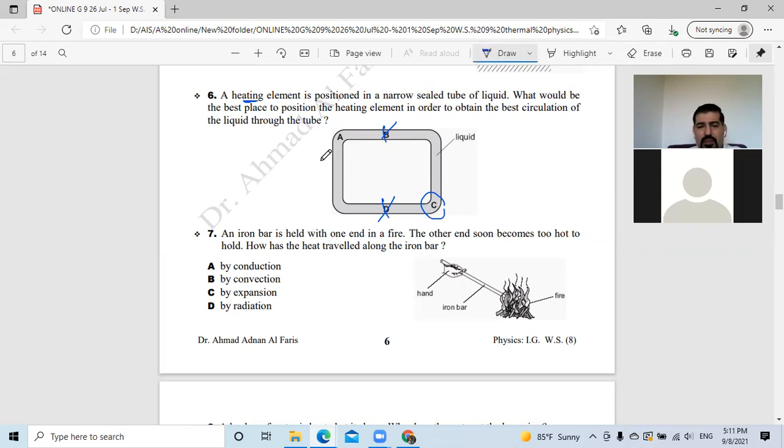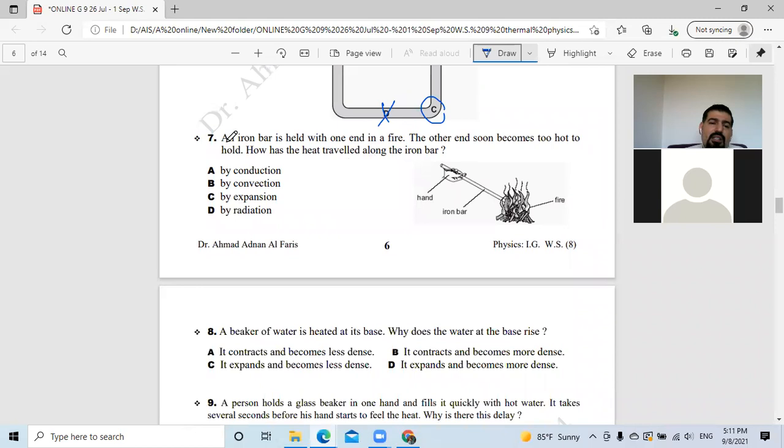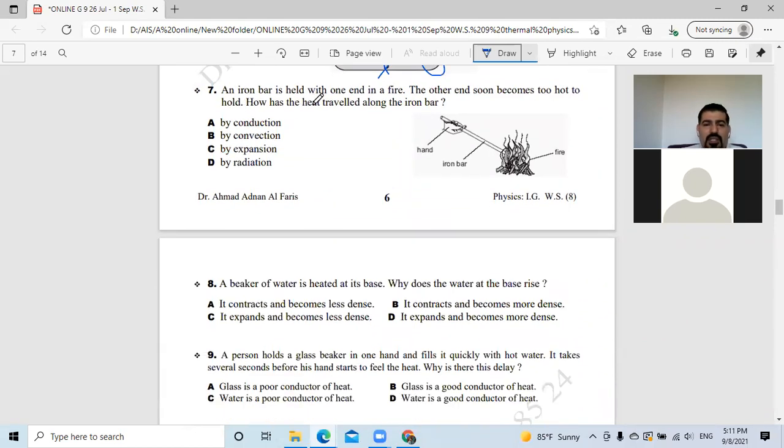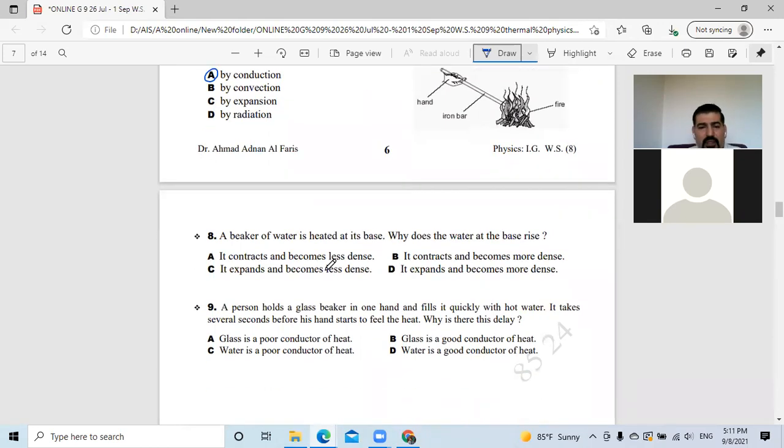We can see that the liquid is rotating by putting some drops of ink inside the liquid in this experiment. An iron bar is held with one end in the fire, and the other end becomes too hot. How does the heat travel? Only by what? Yes, by A. Thank you. By conduction. Okay, what about the rest of you?